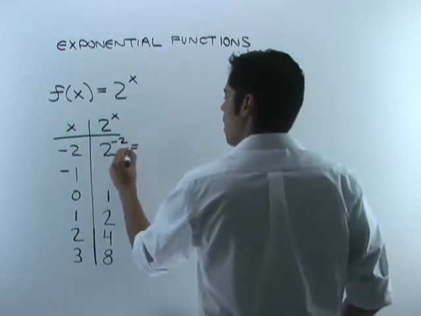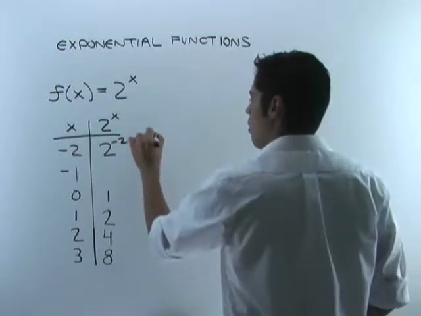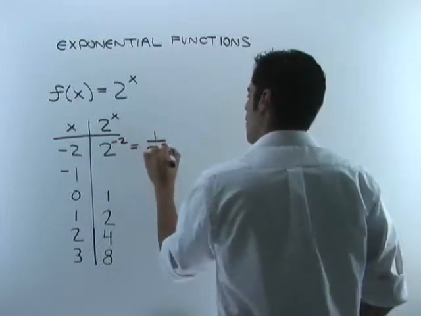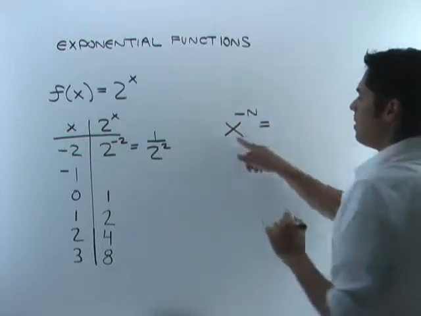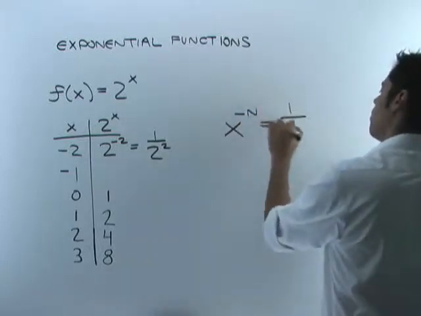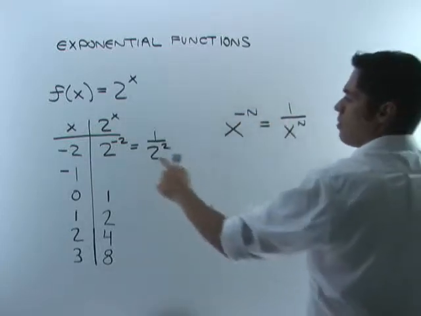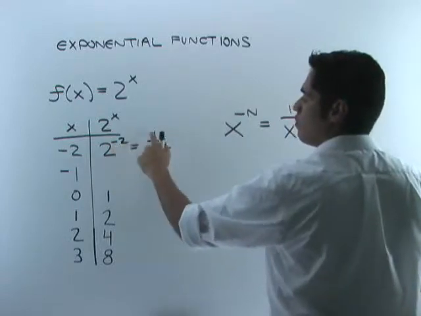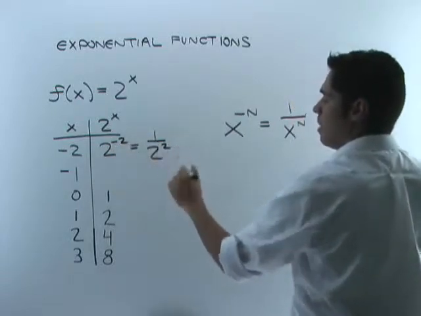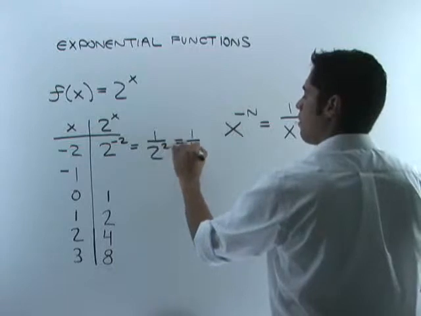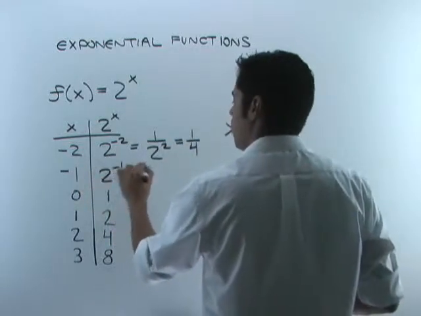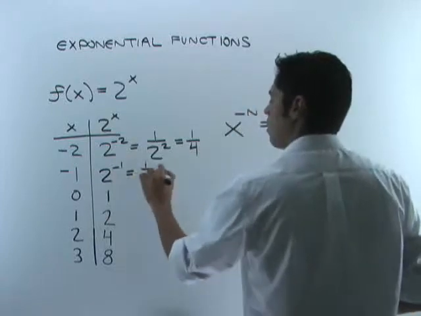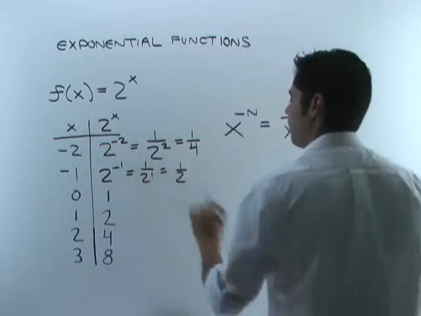Well, what you need to realize is that that's the same as 1 over 2 squared. And that's using this property of exponents, that x to the negative n is equal to 1 over x to the positive n. So we have x to the negative n is 1 over x to the positive n. And that's just 1/4. Now if we do 2 to the -1, we get 1 over 2 to the first power, which is just 1/2.